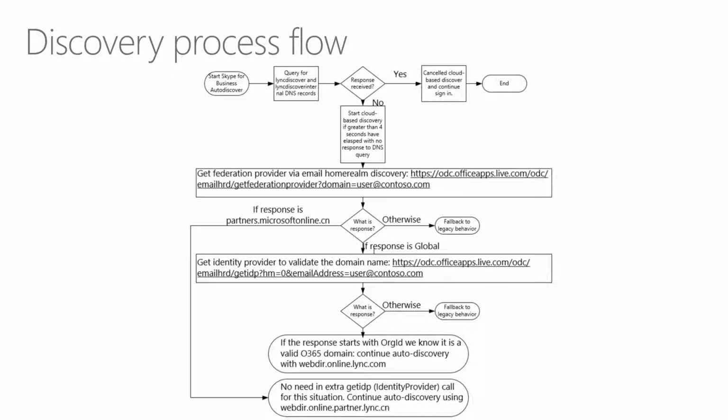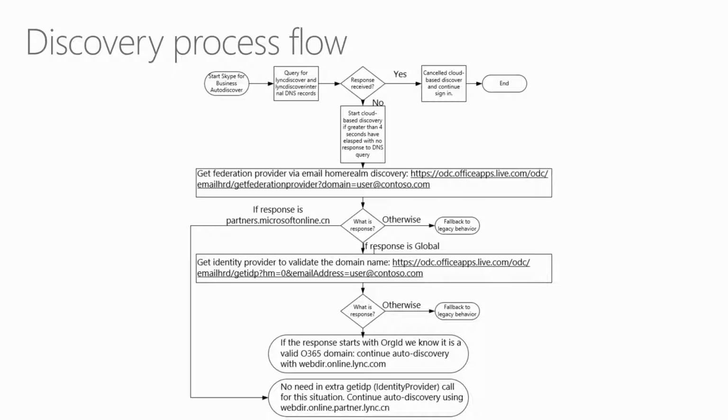And for this, the client will connect to a well-known URL, and that's this very long https://odc.officeapps.live.com and so on, including the domain of the user. And this is basically a web service that tells the client if the domain is hosted in Office 365, and there are 3 possibilities. There could be the answer being global. That means we know that this user is hosted in Office 365 multi-tenant offering that Microsoft has.